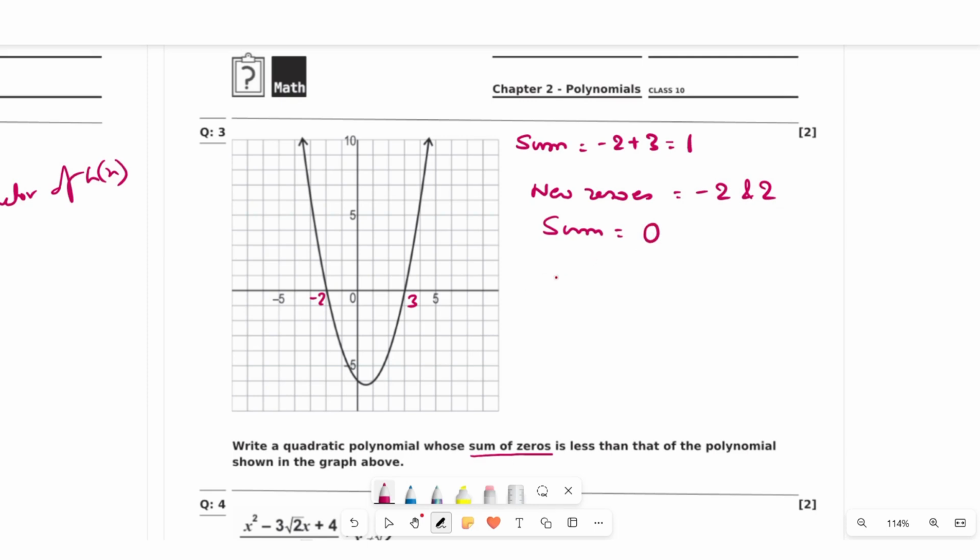So the quadratic polynomial is given by, I hope you remember the rule, x squared minus the sum, let's call it s, times x, plus the product of the zeros. So over here, if I have to write one polynomial, it is x squared. Sum is clearly 0, so minus 0x, I'm skipping that, plus the product. Product is minus 4. So x squared minus 4 is a polynomial whose sum of zeros is less than that of the polynomial shown in the graph above. Like this, you can generate your own polynomials. There are infinite polynomials you can generate.